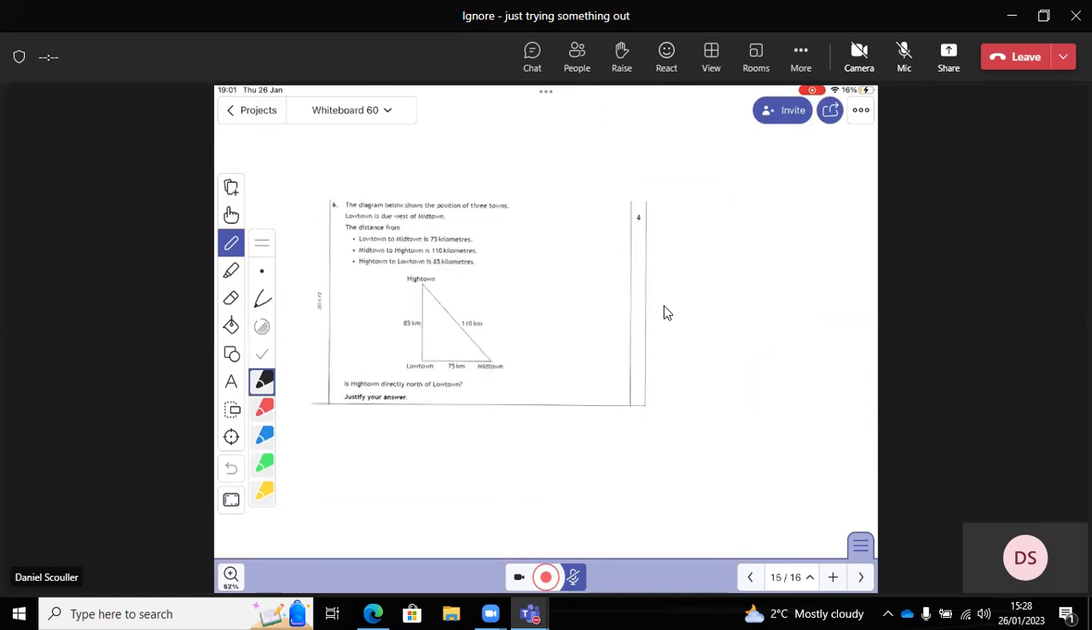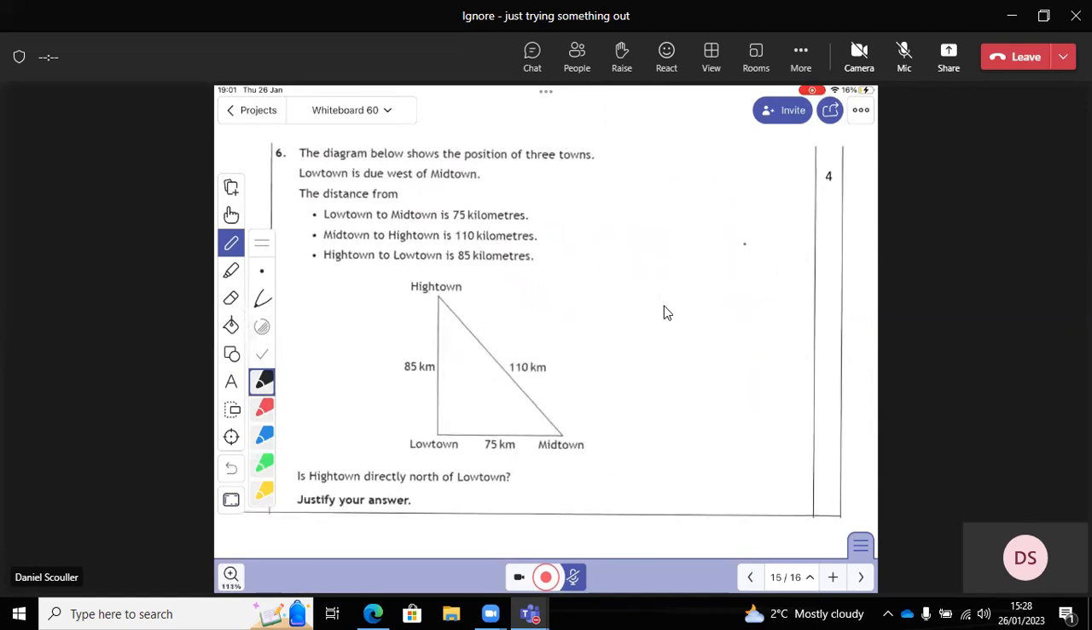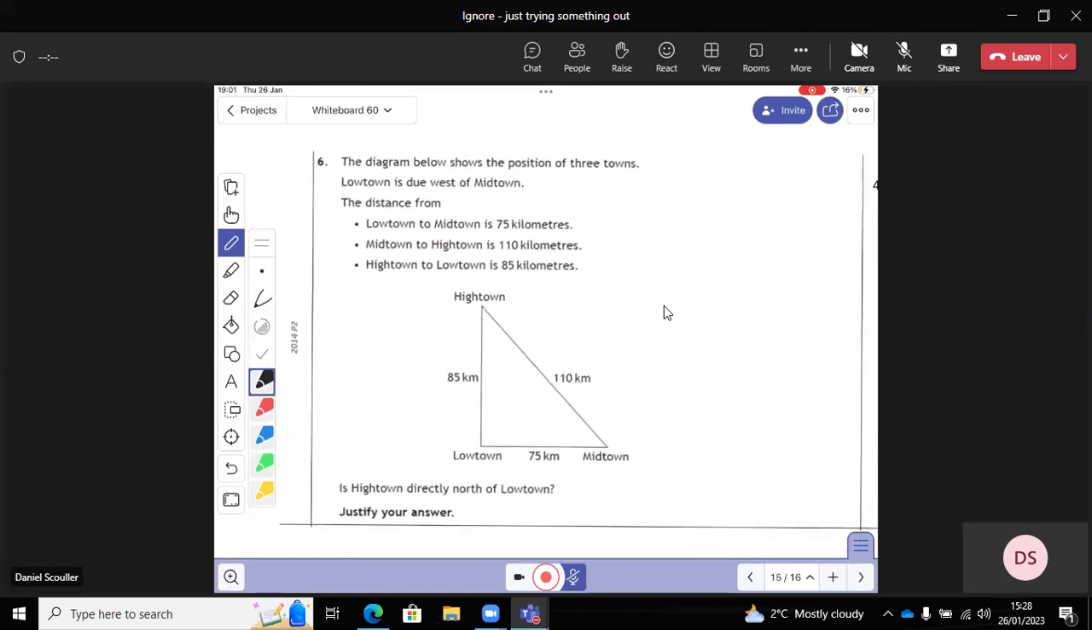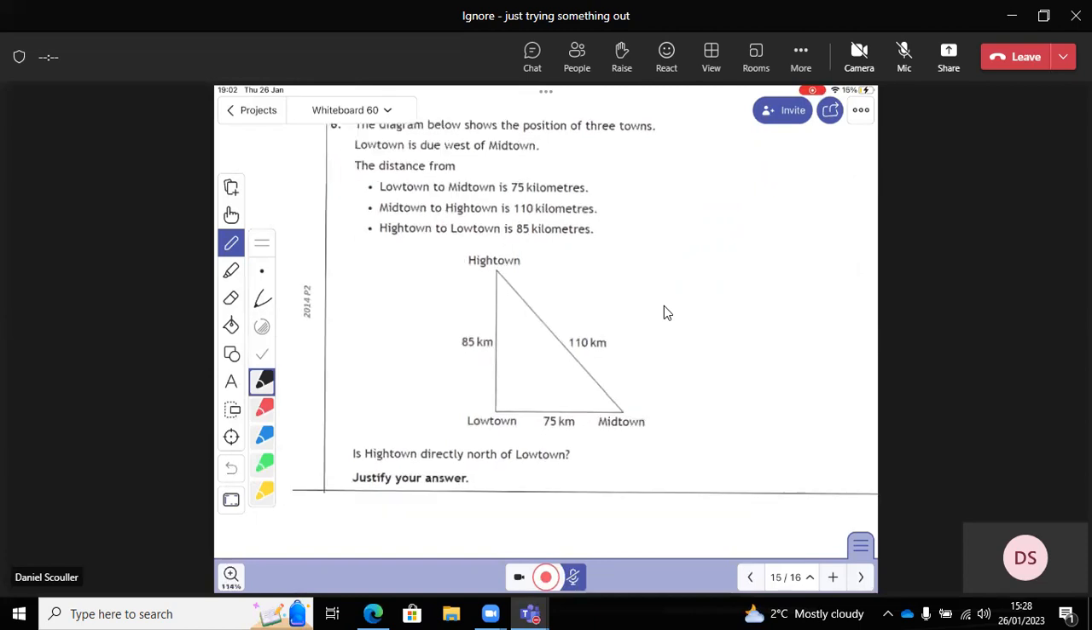Let's look at that as part of a past paper question. The diagram below shows the position of 3 towns. You could draw this out, shouldn't be too hard. Lowtown is due west of Midtown. Due west just means perfectly horizontal. The distance from Lowtown to Midtown is shown in the diagram, 75 kilometres. Hightown to Midtown is 110, Hightown to Lowtown is 85. A lot going on. Nice wee story.